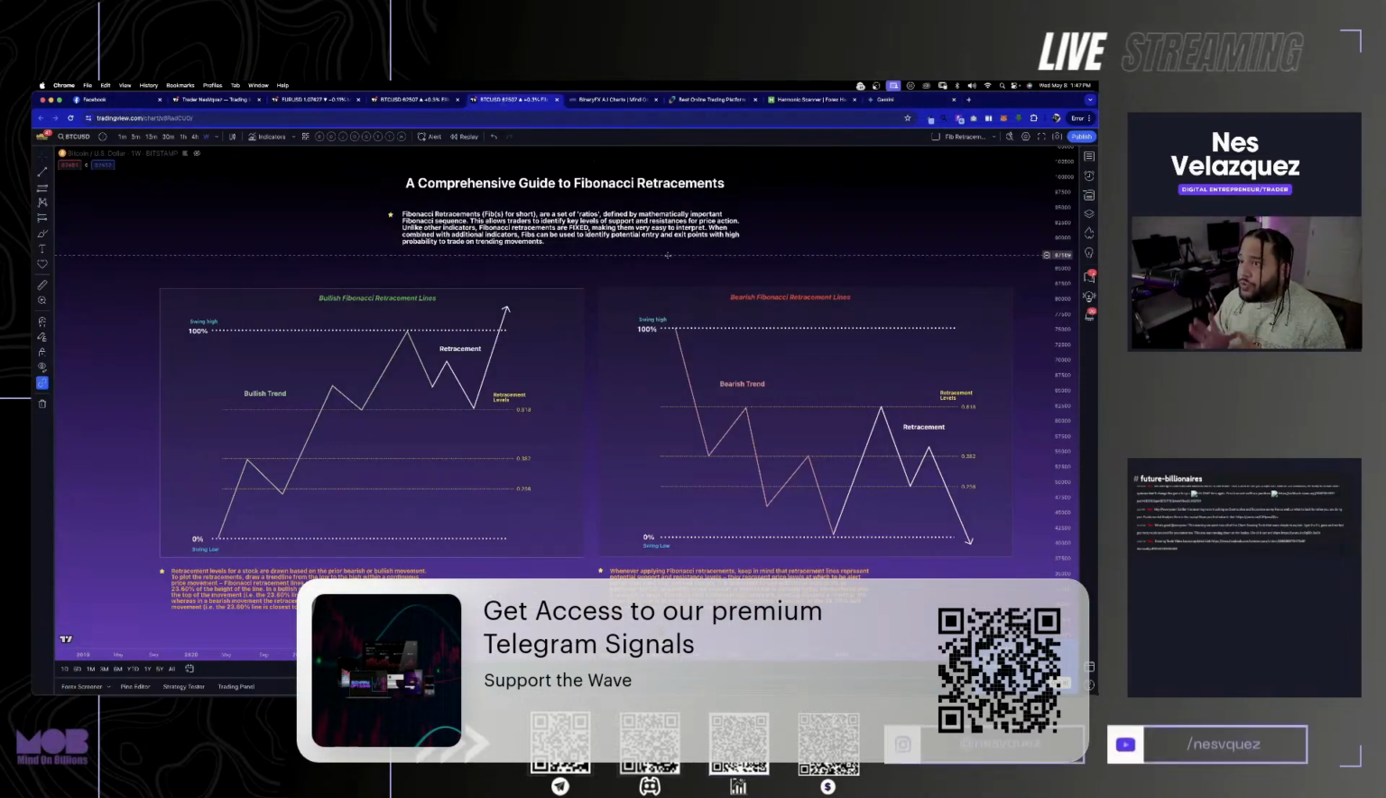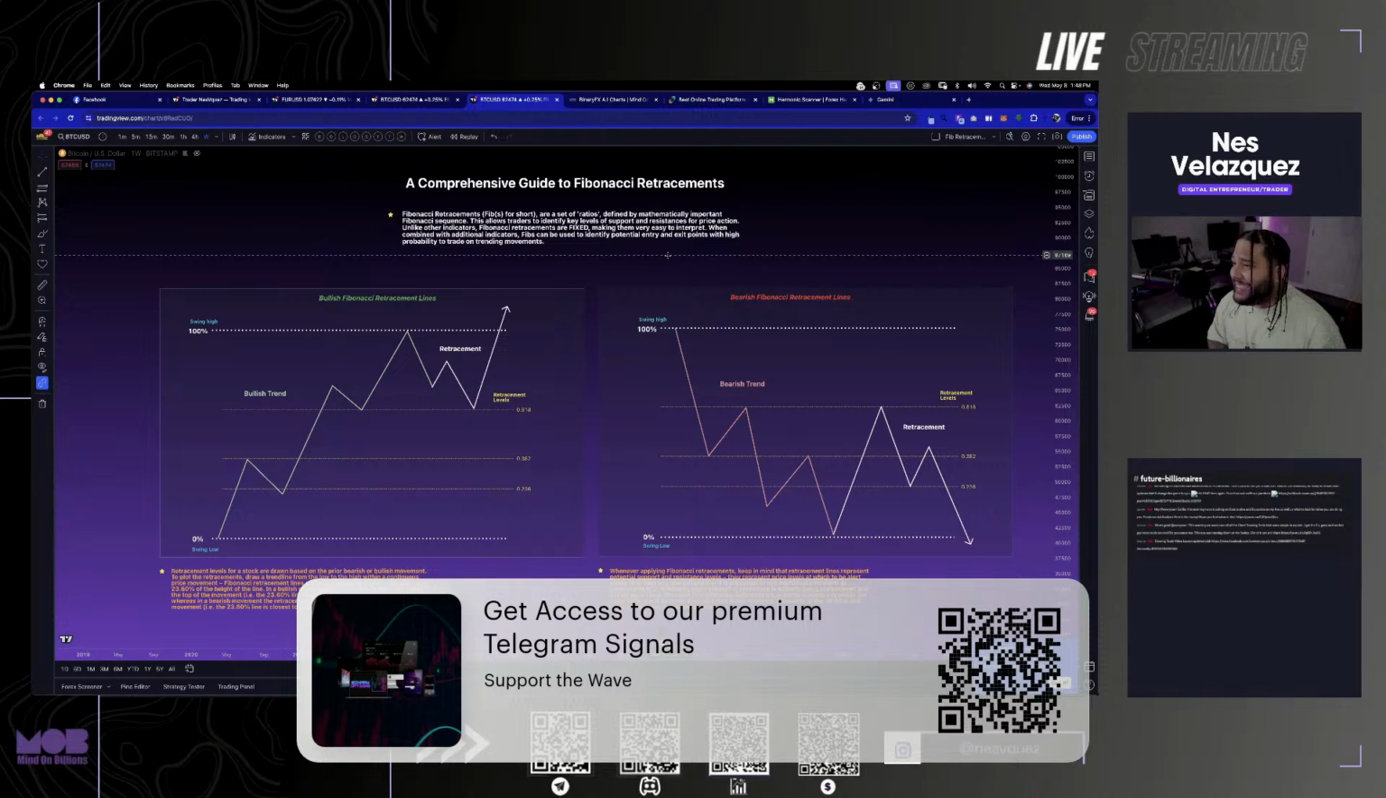Now, when it comes to trading, we'll say it again. Fibonacci retracements, Fibs for short, are a set of ratios defined by the mathematically important Fibonacci sequence. This allows traders to identify key levels of support and resistance for price action. Unlike other indicators, Fibonacci retracements are fixed, making them very easy to interpret. When combined with additional indicators, Fibs can be used to identify potential entry and exit points with high probability to trade on trending movements.